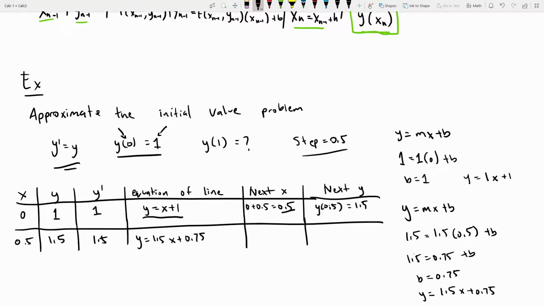Now what we're asked to find is the next x. And again, the next x value is simply the current x value, which is 0.5, plus the step value, which is 0.5, which equals 1. And as you can see, we have arrived already at what we need to compute, which is y of 1, meaning x equals 1 in this case, right? So what is the y value in this case where x equals 1? Well, all we got to do is plug 1 into this equation right here, and we're going to get a y value of 2.25. And that right here is our approximation using Euler's method for this initial value problem.